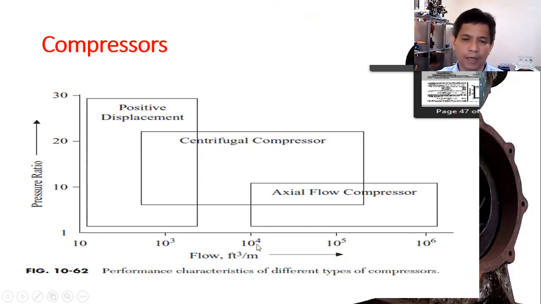Generally, when you have a high flow rate and a low pressure ratio, you can use an axial flow compressor. At a relatively low flow rate, around here, probably at 500 cubic feet per minute, and the pressure ratio is high, you can use a positive displacement compressor. So you can use the liquid piston compressor and other types of positive displacement compressor.